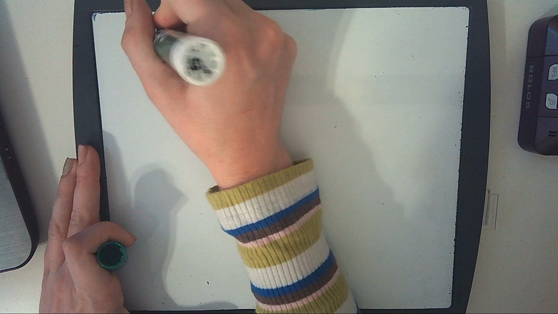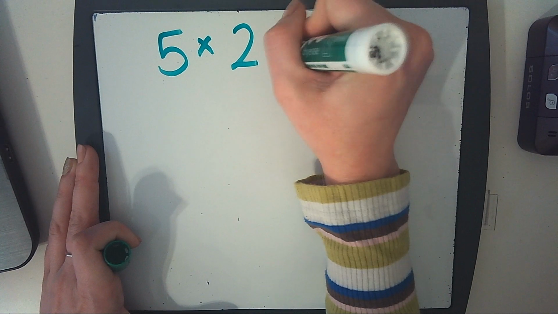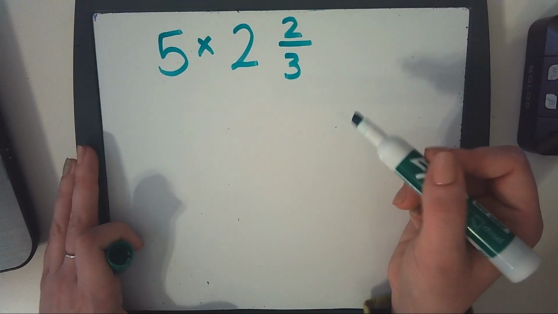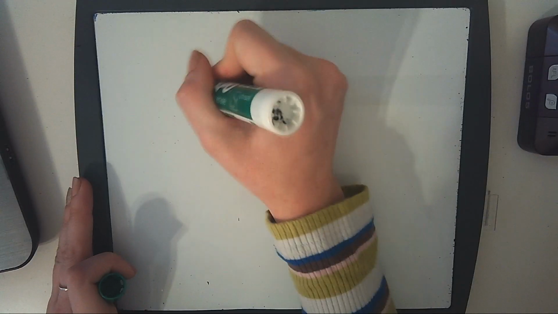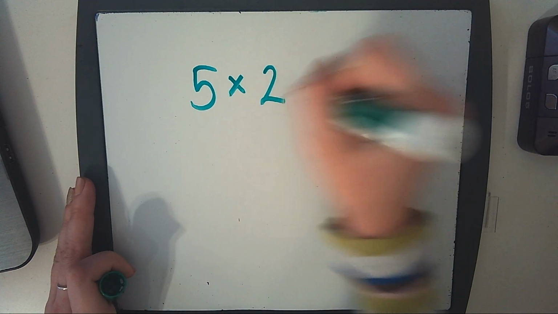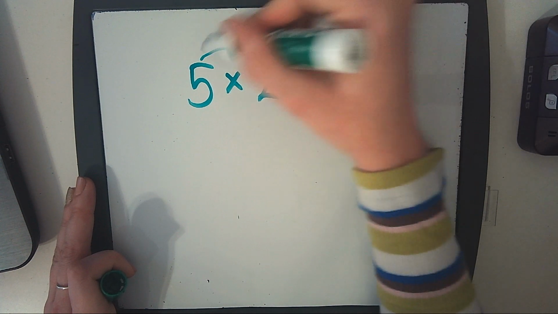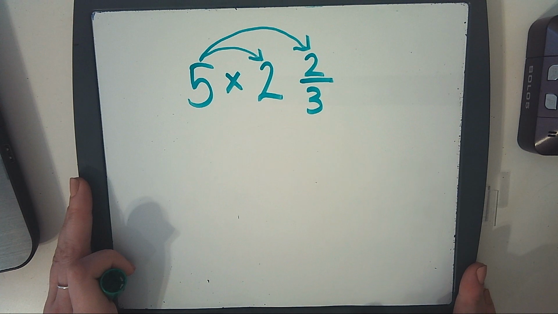So if our equation is 5 times 2 and 2/3, we want to take that 5 and we want to multiply it by, I'm just going to move this down a little bit because I need some room up top. We want to take that 5 and we want to multiply it by the 2 and by the 2/3.